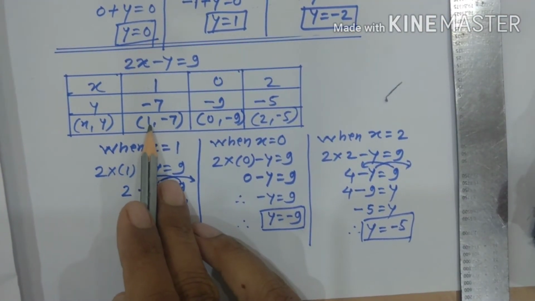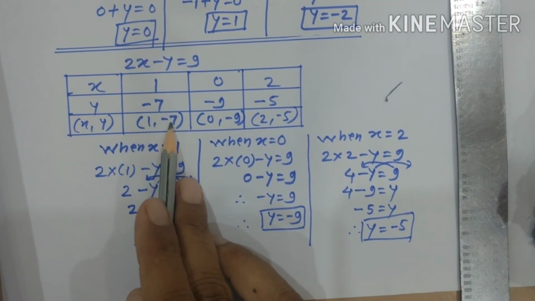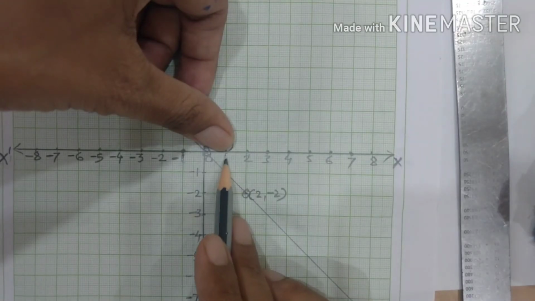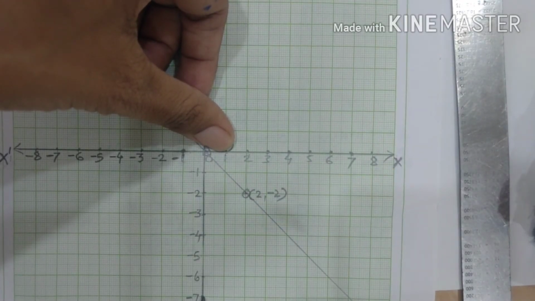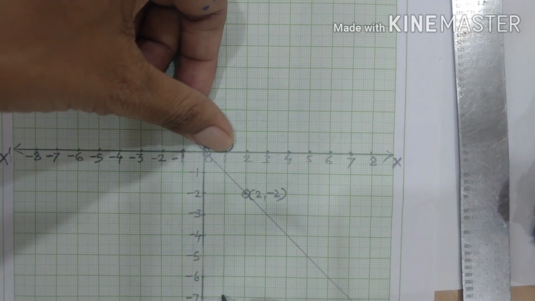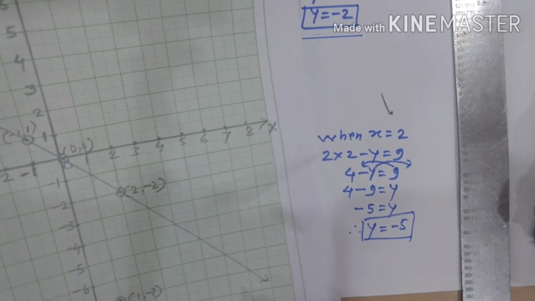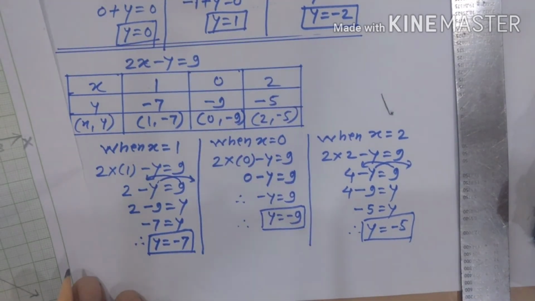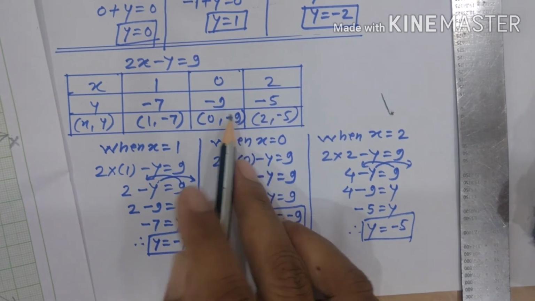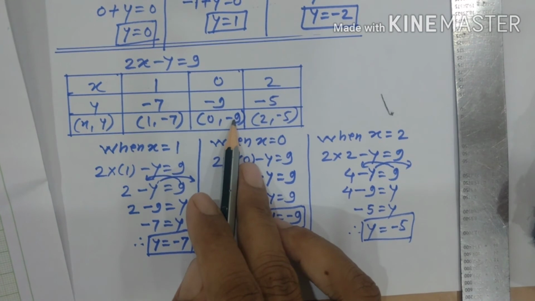First point is 1, minus 7. 1 is the coordinate of x, minus 7 is the coordinate of y. So here we get the point 1, minus 7. And the second point of the second equation is 0, minus 9. 0 is the coordinate of x, minus 9 is the coordinate of y.